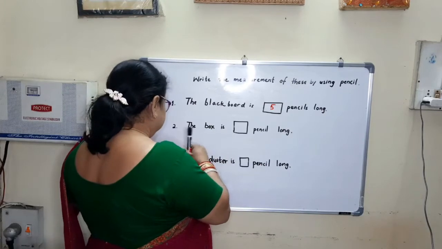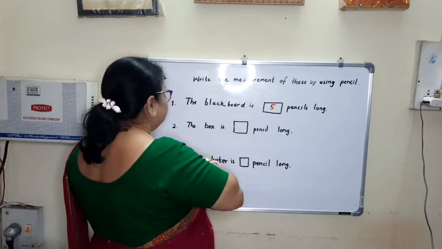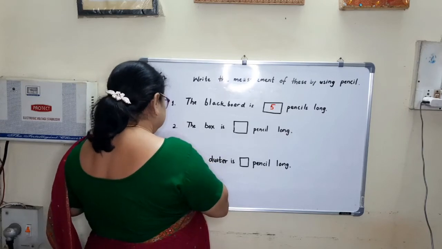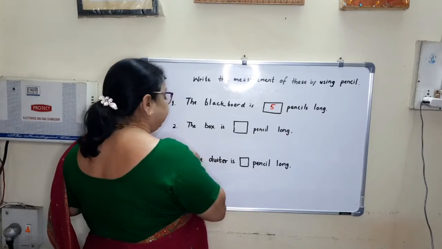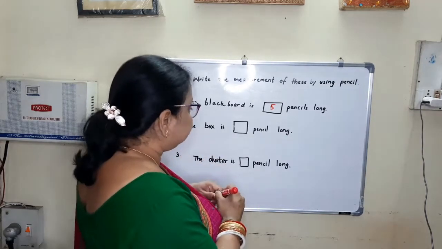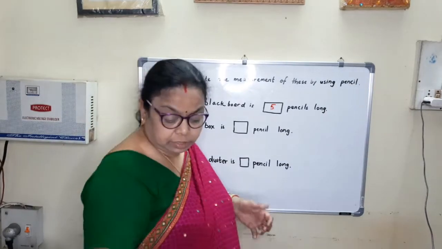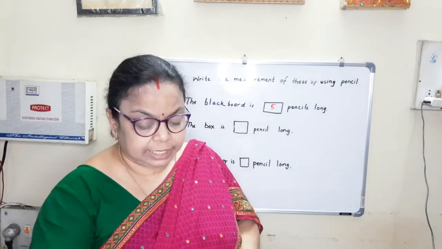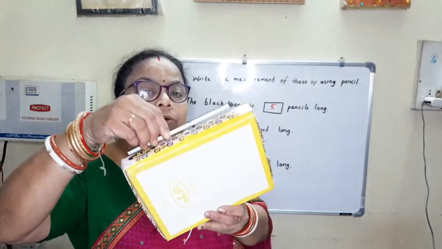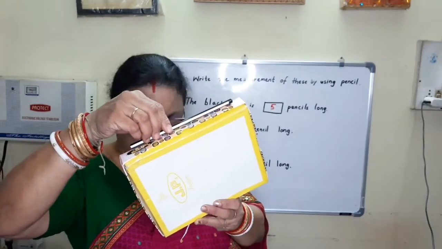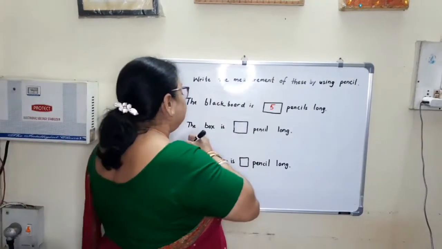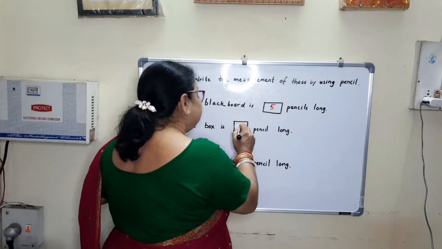Then children, the second question is, the box is dash pencil long. You see, it is a box. So children, it is one pencil long. Okay, children, what to write? Write one pencil.